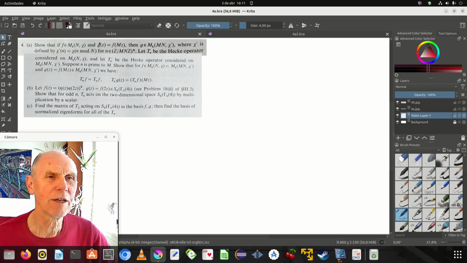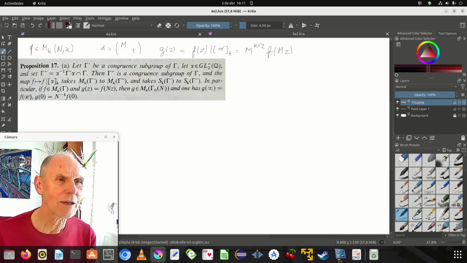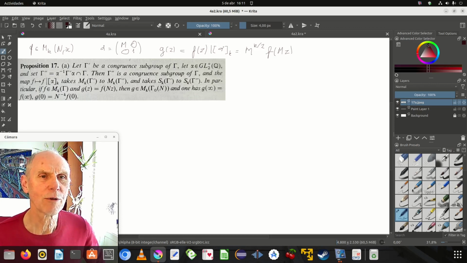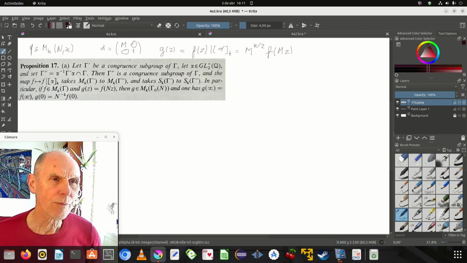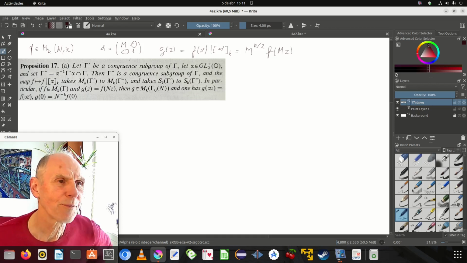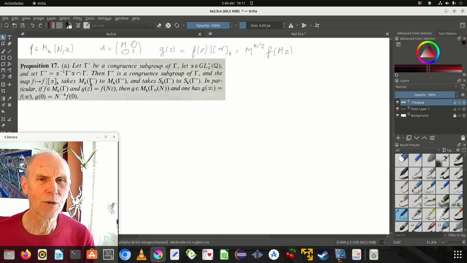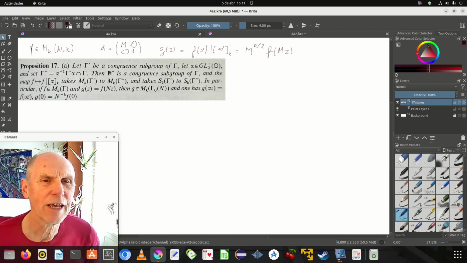Let's see if we can get started on problem 4. This reminded me of proposition 17, or actually 17a. So I wrote it up. These are zeros. And this is a matrix. And then we'll see how far we can write on proposition 17a.